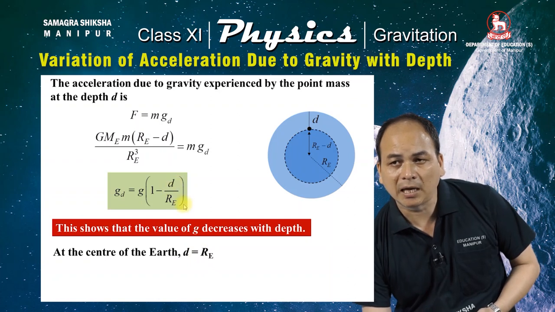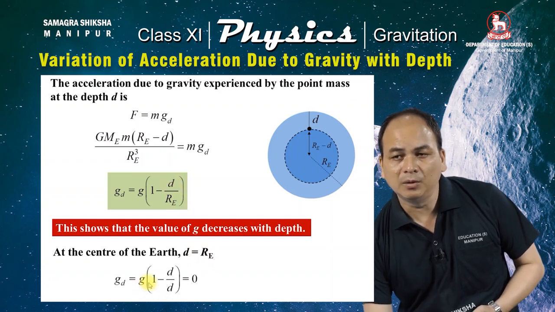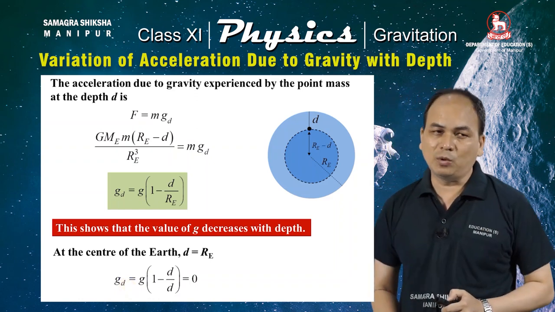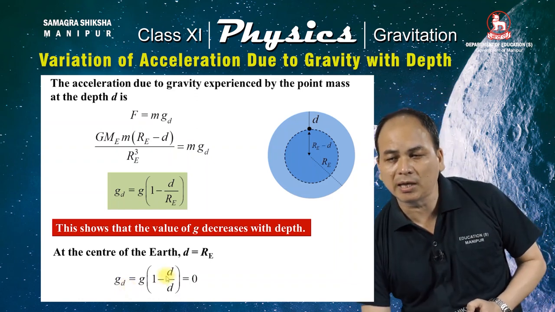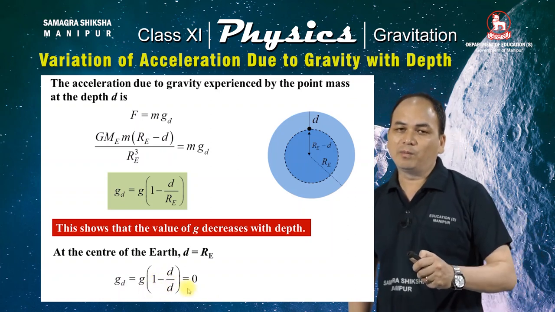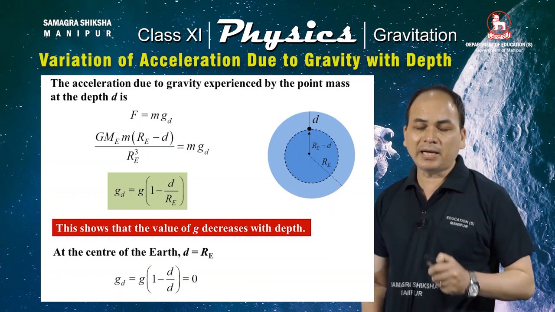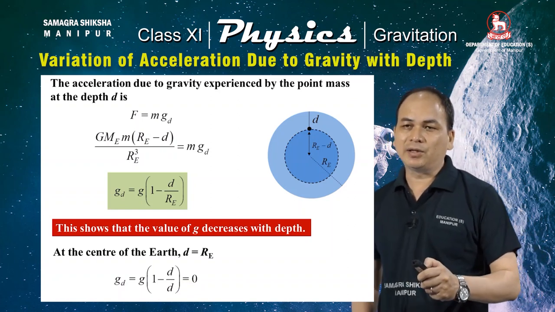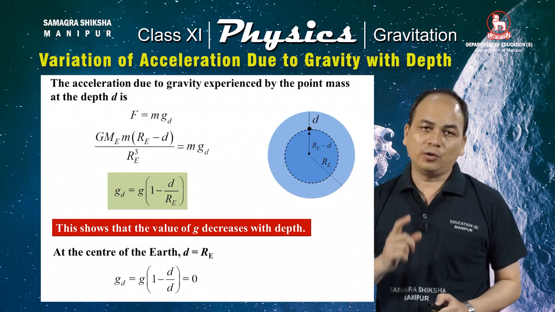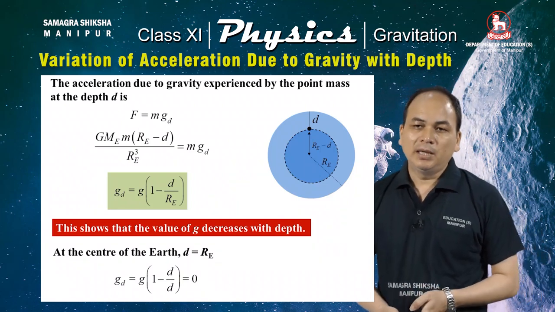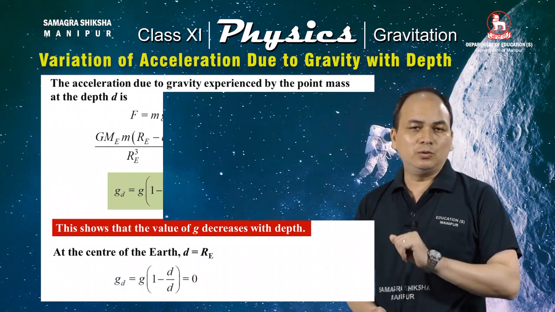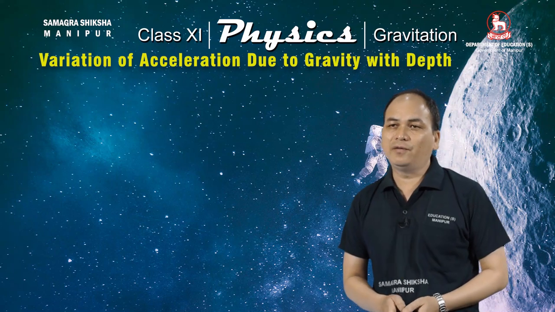Now if you put this value of d, you will find that g_d is equal to g into 1 minus small d by small d. Small d, small d cancel, so 1 minus 1 is 0. So therefore we found a profound result: the value of g at the center of the earth is 0. This thing you have to know. Variation due to height change and due to depth change are done.